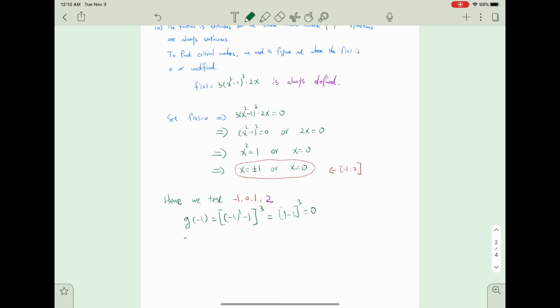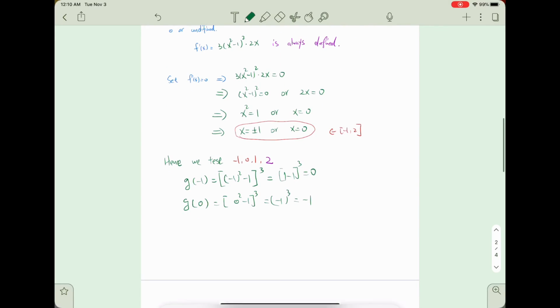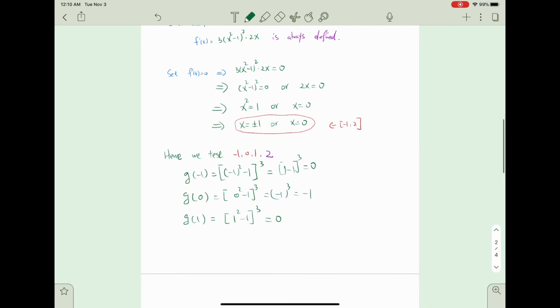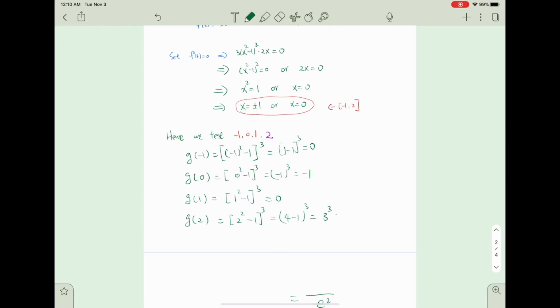Right? And we also plug in g(0), that is (0 squared minus 1) to the 3, which is negative 1 to the 3, which is negative 1. Right? And test 1, g(1), that is (1 squared minus 1) to the 3, which is also 0. And the last one is 2. Test it. (2 squared minus 1) to the 3. That is (4 minus 1) to the 3, which is 3 to the 3, that's 27.